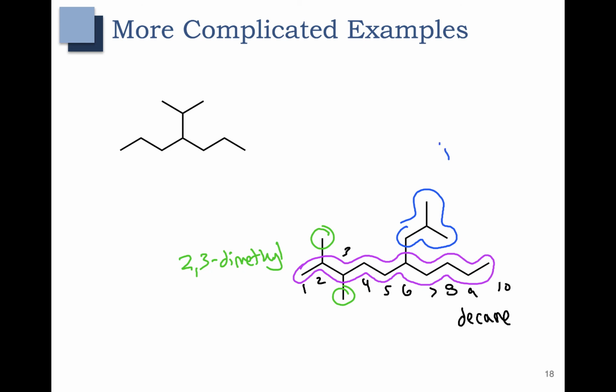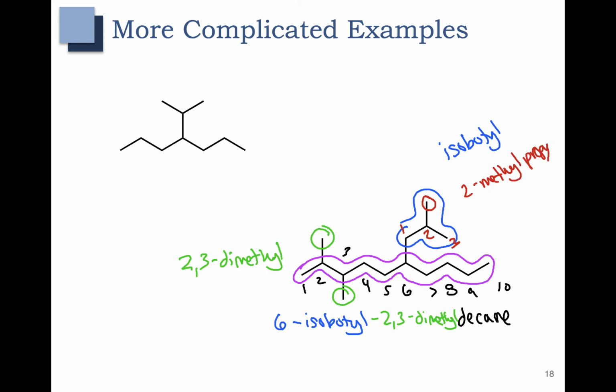We could call it an isobutyl group. And if we did that, we would have a 6-isobutyl-2,3-dimethyldecane. Alternatively, we can use the parentheses method. So you can go 1, 2, 3. There's our parent chain with a methyl group at position 2. That then makes this group a 2-methylpropyl. Propyl coming from the 3 carbons of the parent chain, and the methyl group is attached to position 2.